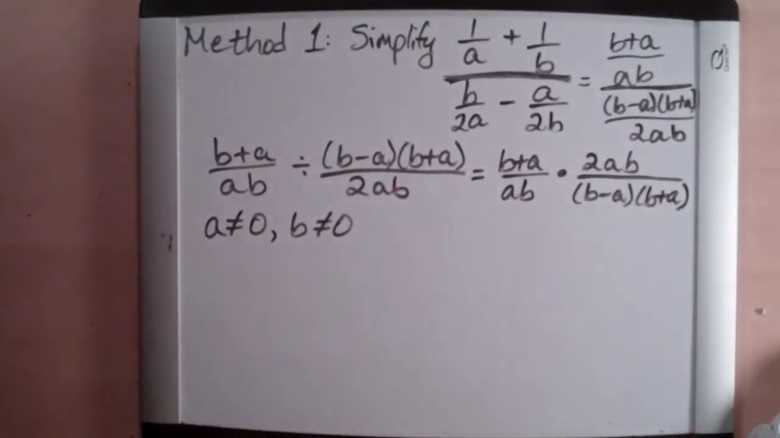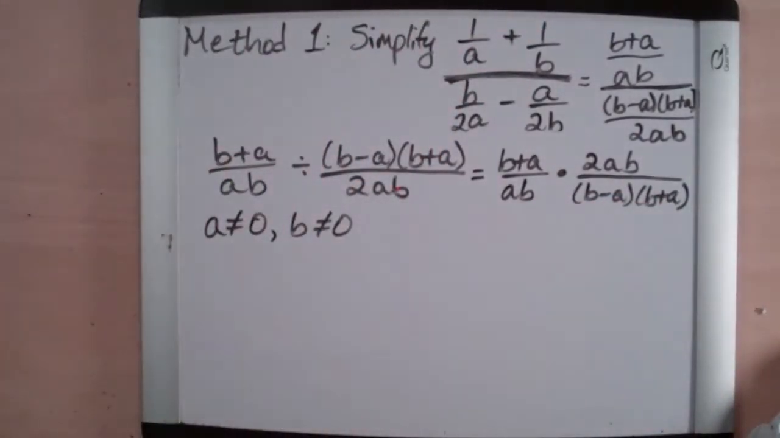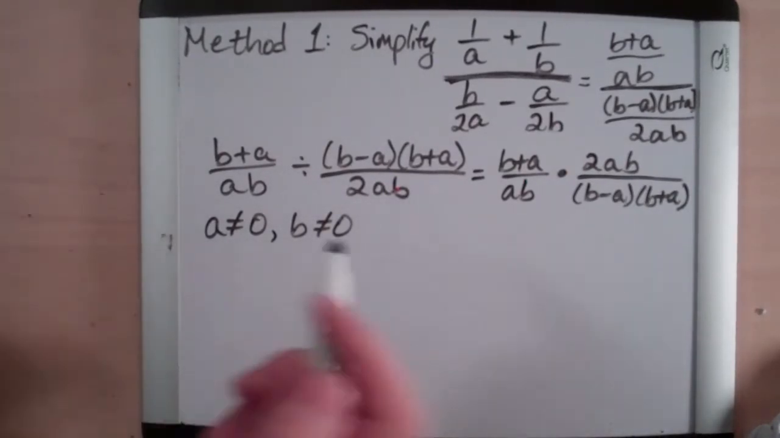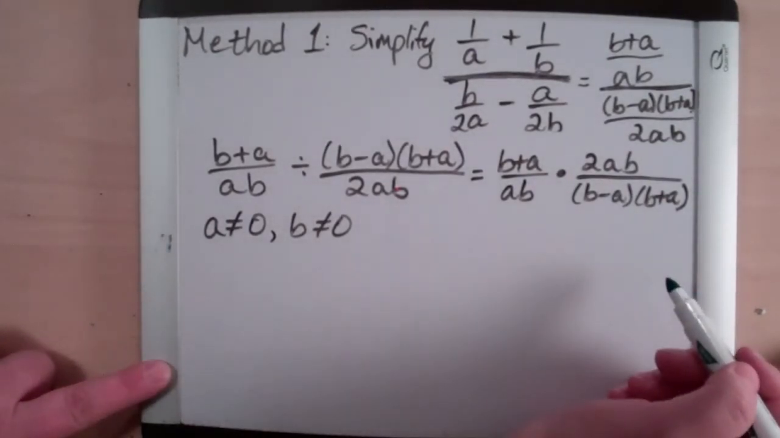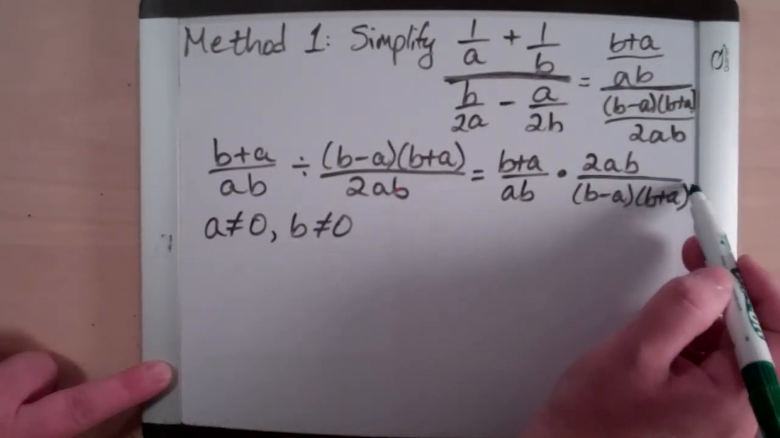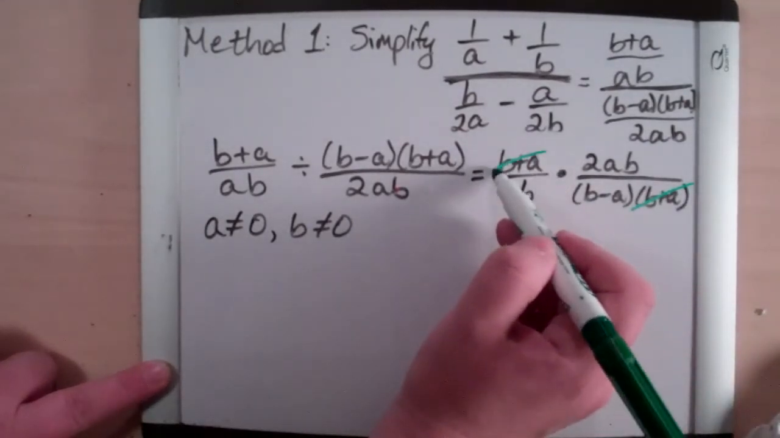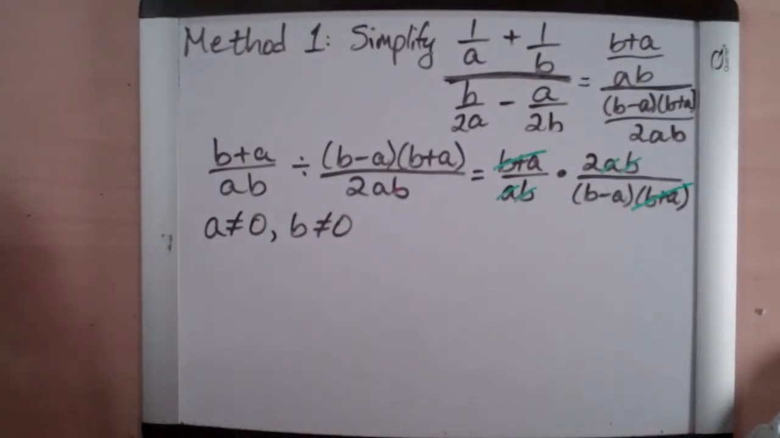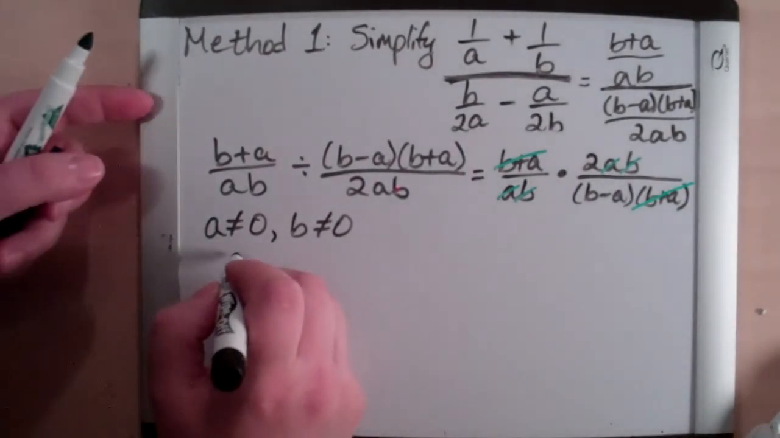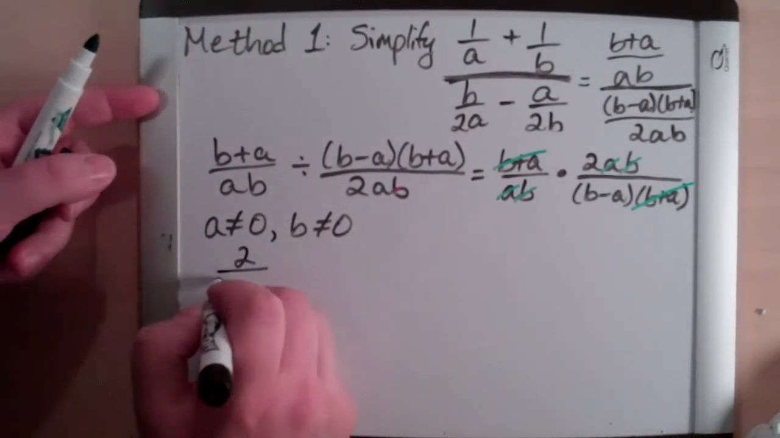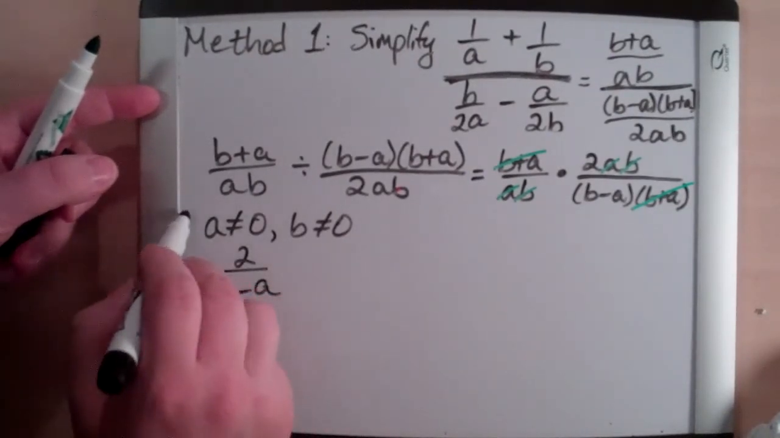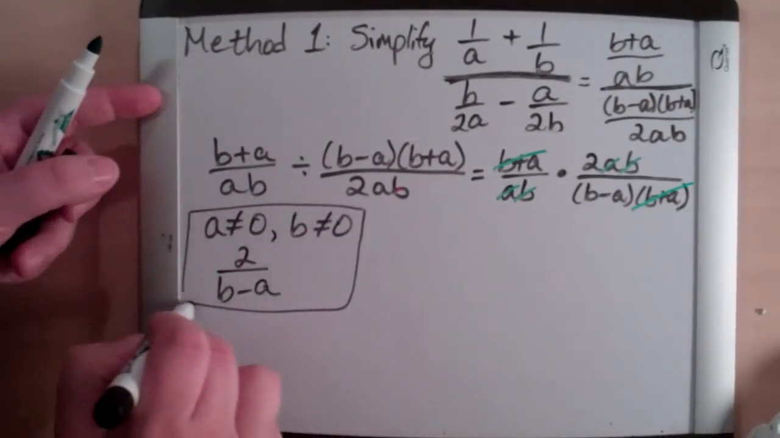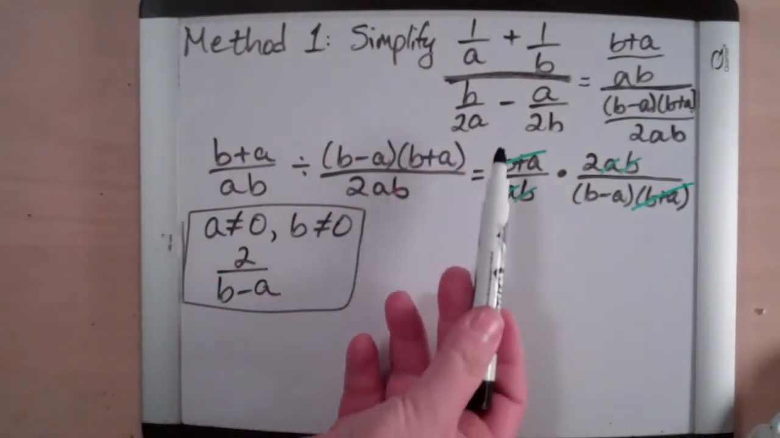Like that. And since I've already declared what my variables can't be, I'm safe to start crossing things out like this. I have a b plus a here and a b plus a there. I have an a and a b and an a and a b. So my answer, including the restrictions, is going to be 2 over b minus a. And that's it. So that looks a whole lot nicer than what we started with.